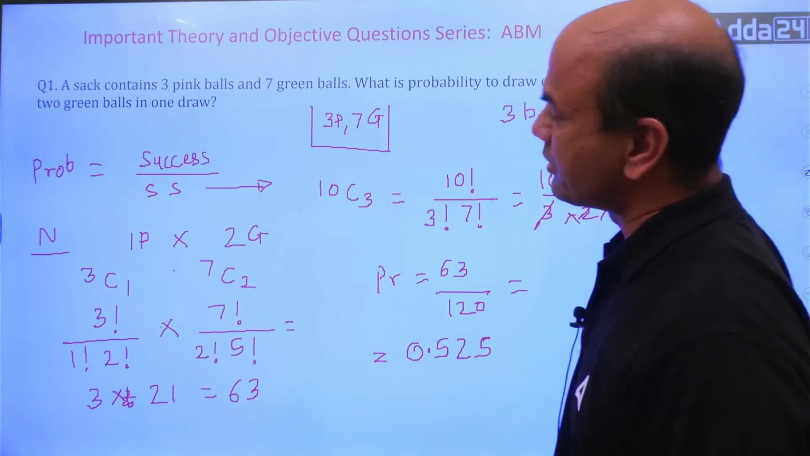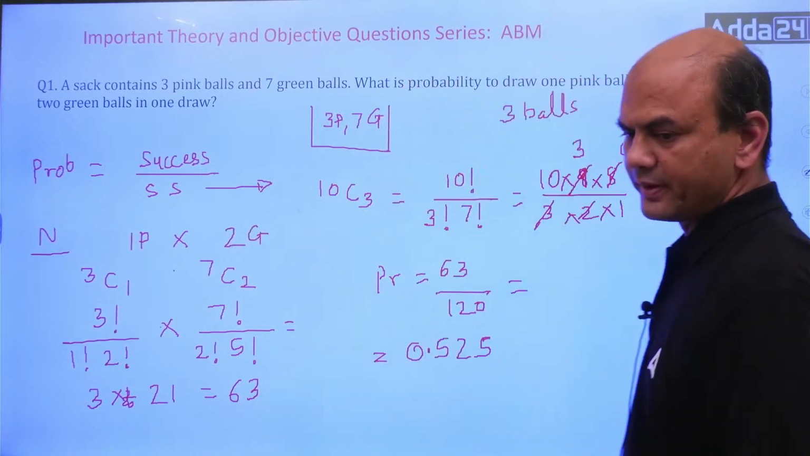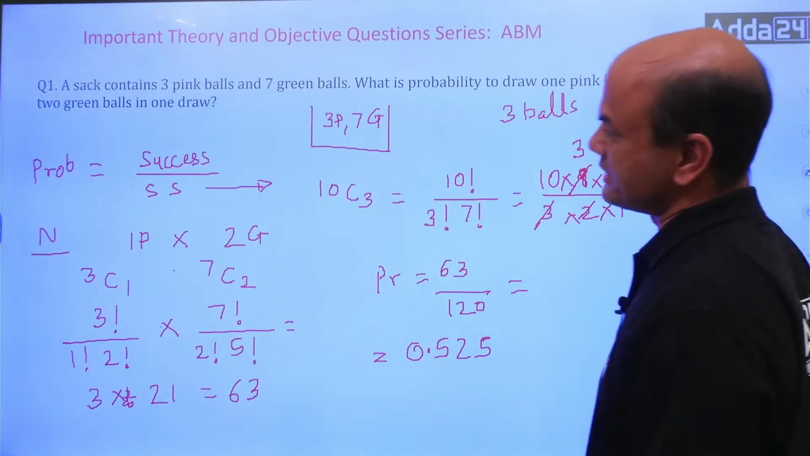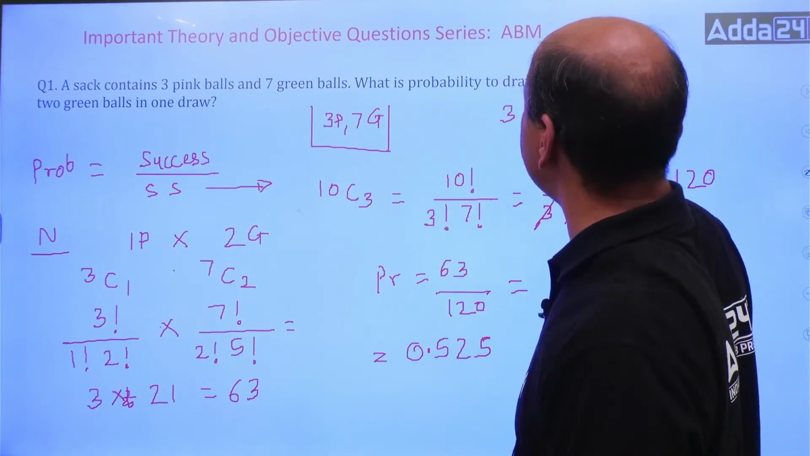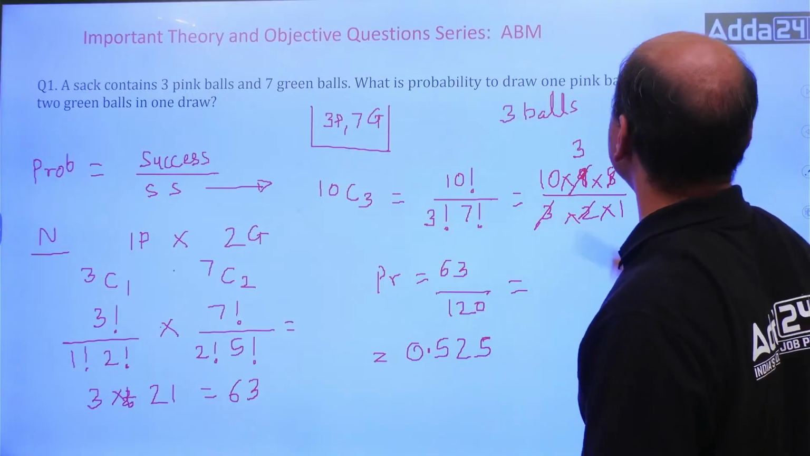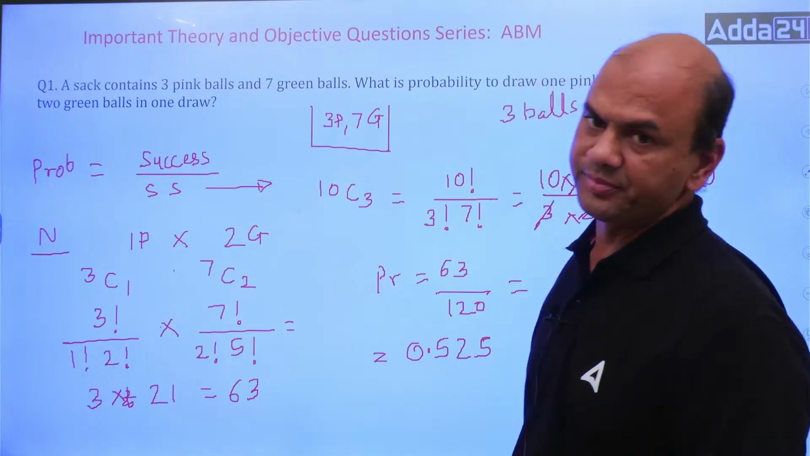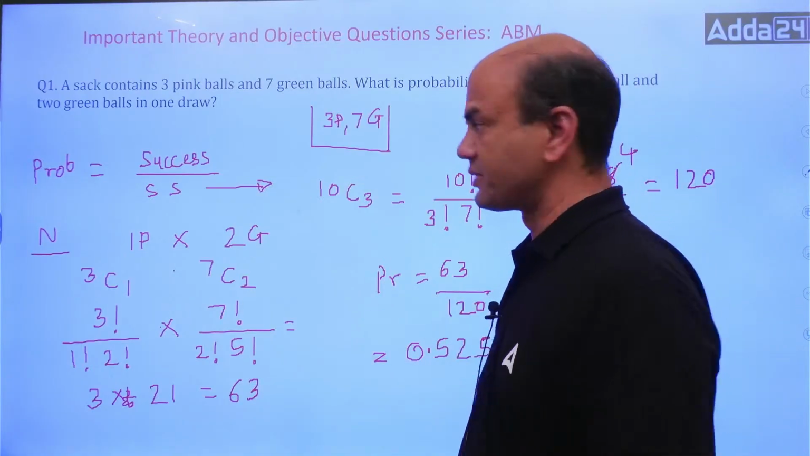So simple logic, probability equals success upon sample space. Okay. Now what is a sample space? Sample space is total 10. Out of them, what I have to select? 1 pink and 2 green. So when I say 1 pink and 2 green, it means total how many? 3. So I have to select now 3 balls out of 10 balls.